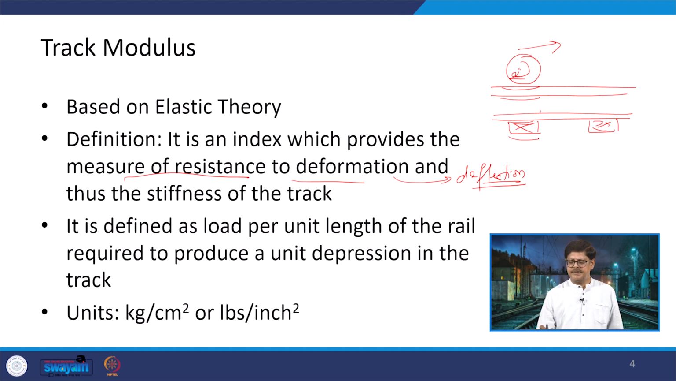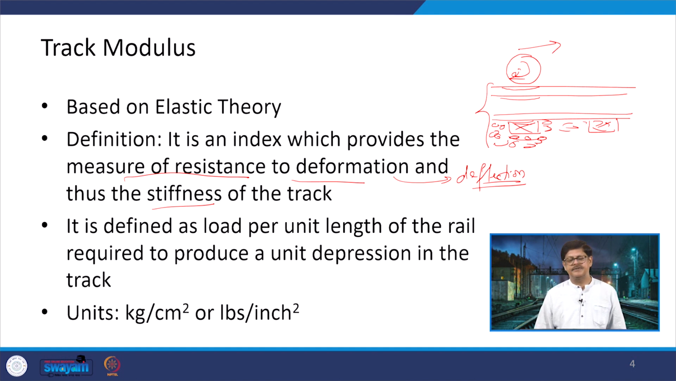And if this deflection is not much, it means the total system, including the ballast cushion at the bottom and the packing on the sides of the sleepers, has good stiffness. So, the track needs to have both things, the elasticity as well as the stiffness.